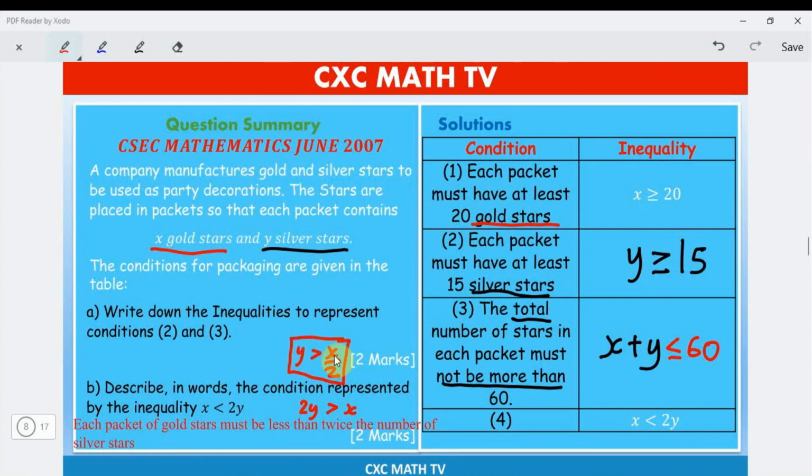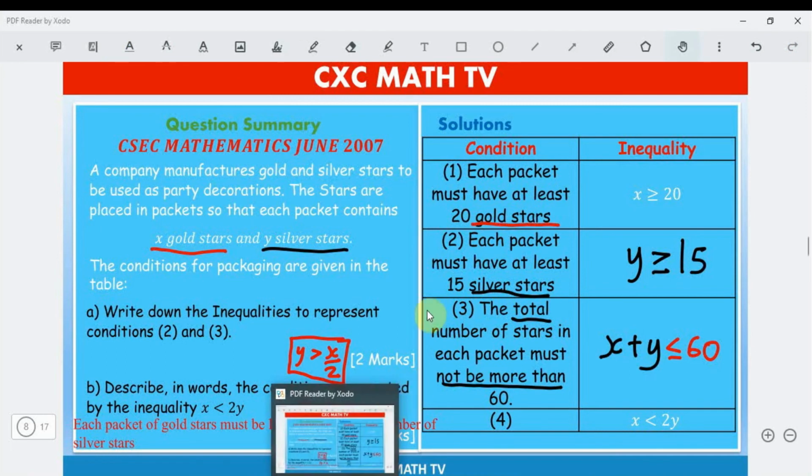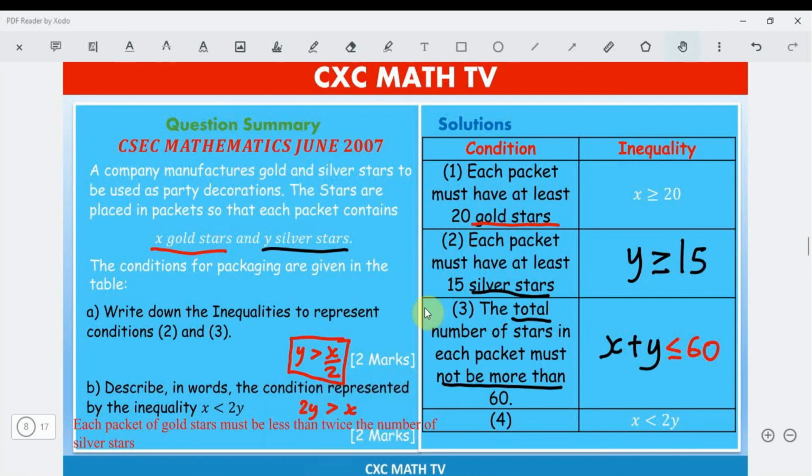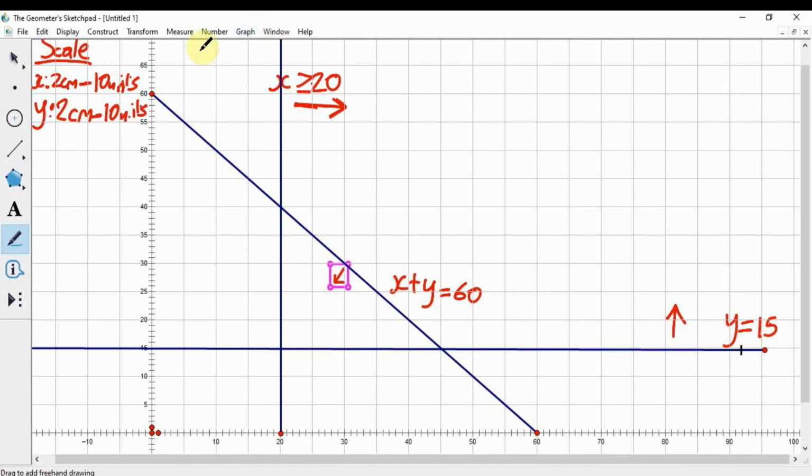So y is greater than x over 2. When x is 1, the y value is a half. When x is 2, the y value is 1. So the y value is just half whatever the x value is. That's all we're saying. So when the x value is 60, the y value is 30. When the x value is 30, the y value is 15.